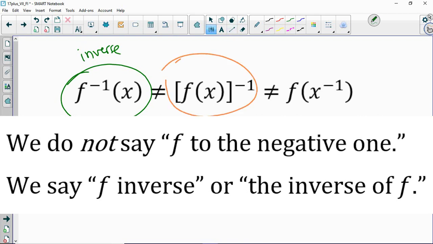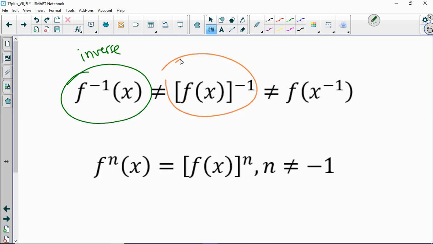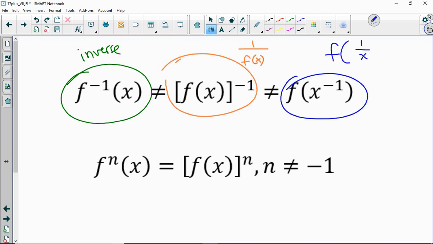This second one here, that is a reciprocal. That means 1 over f of x, because we've got the exponent outside of brackets attached to the function. And then this third one over here, we've got the exponent attached to the x, so that's actually going to be f of 1 over x. So we need to really be careful with where the negative 1 is, because depending on where it is, it could really mean 3 different things.